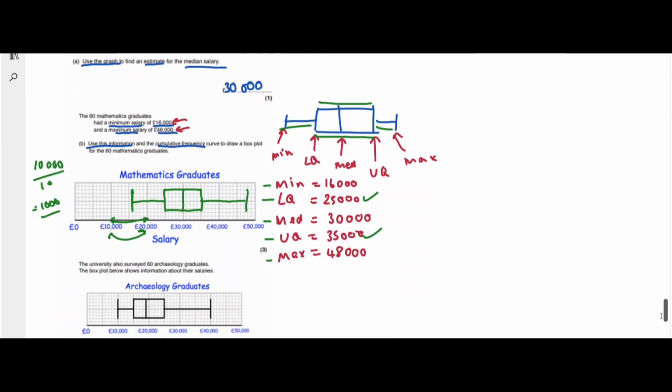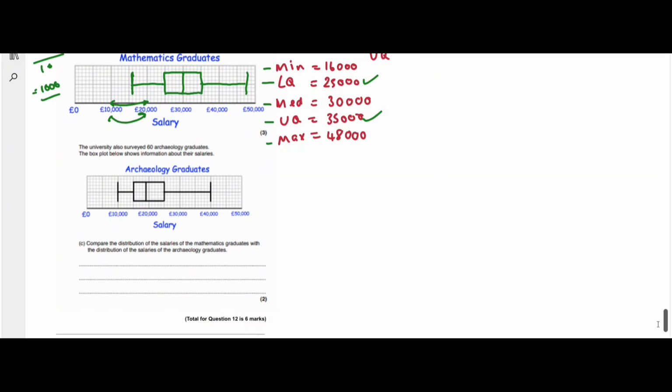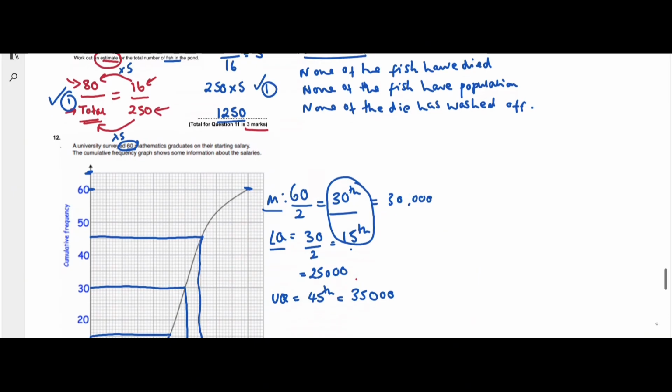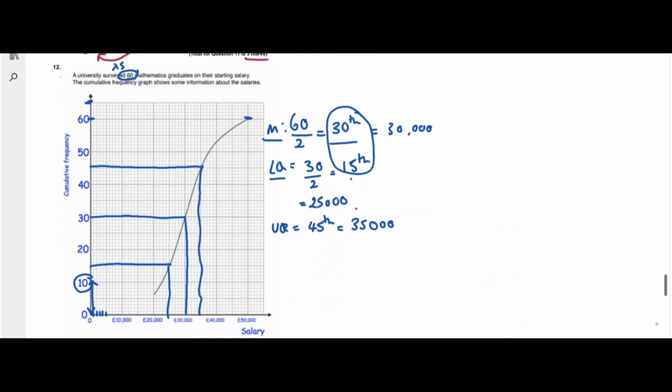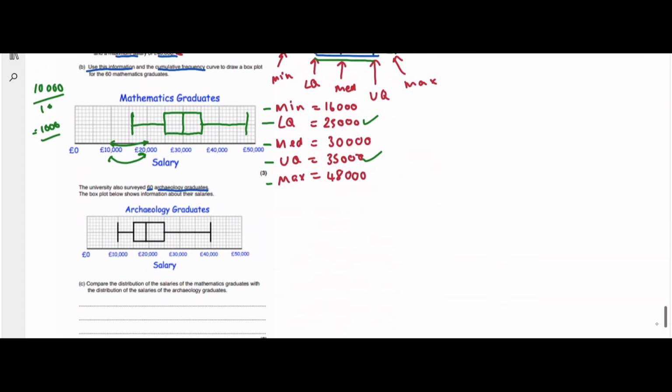So we've done the cumulative frequency, we've looked at the box plot, and now we're on to the next part of the question. Again, this is really common: to ask them to compare 2 box plots. The university also surveyed 60 archaeology graduates. If we go back up to the cumulative frequency graph, this is talking about mathematics graduates. The cumulative frequency graph we've already worked with, and this green box plot here, these are maths graduates. We're now being given information about archaeology graduates. And it says, compare the distribution of the salaries of the maths graduates with the archaeology graduates.